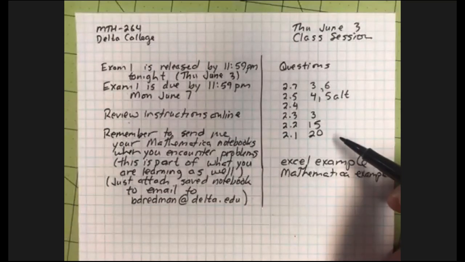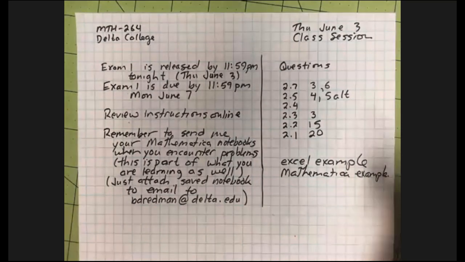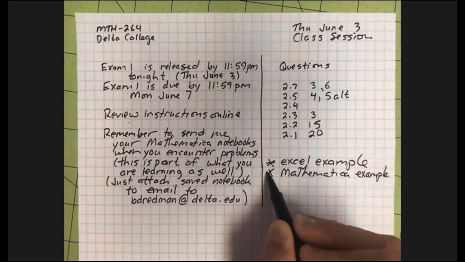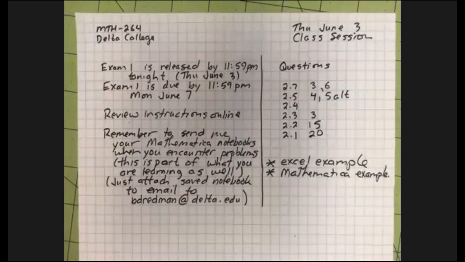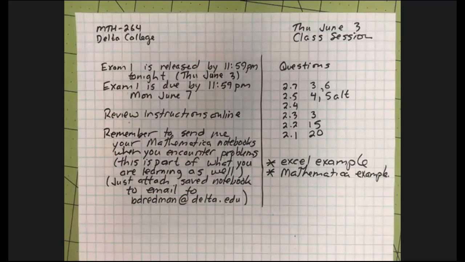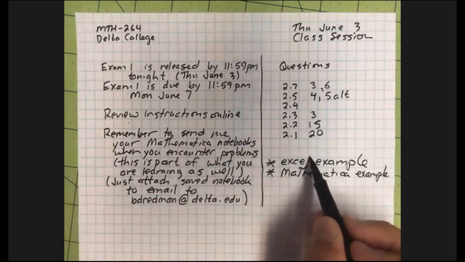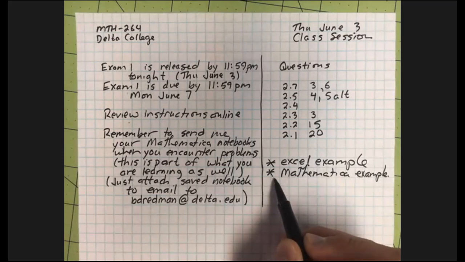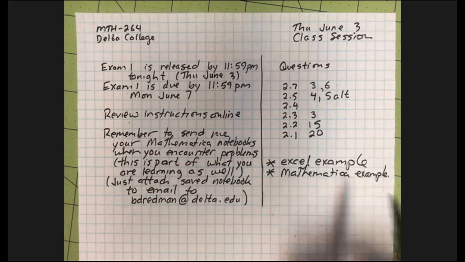But the number one thing I've seen in examples and questions over the last 24, 48 hours is just you need a little more help working out how to do the technology. And not all technology is equal, but all of them are equally challenging. So I need to probably do a more careful Excel example with you and a more careful Mathematica example.